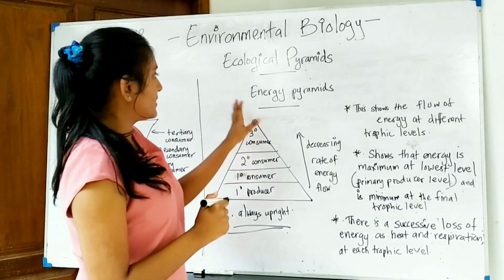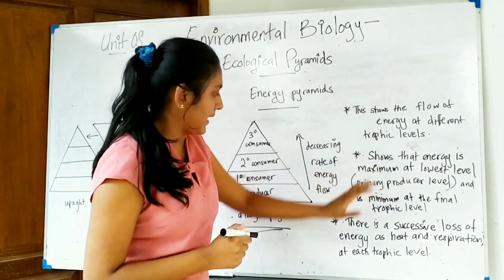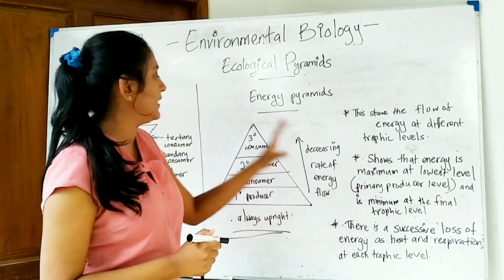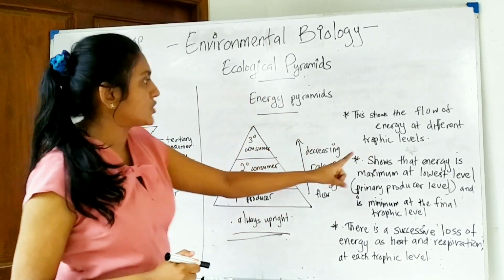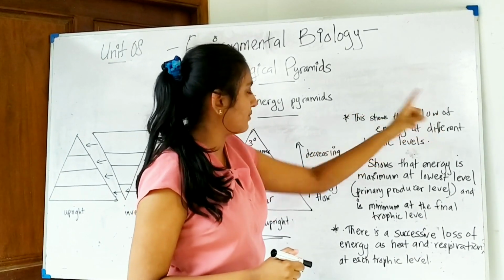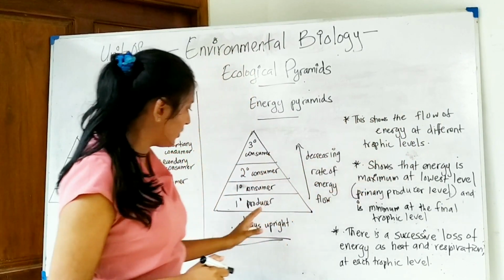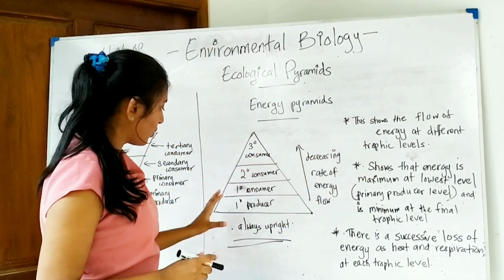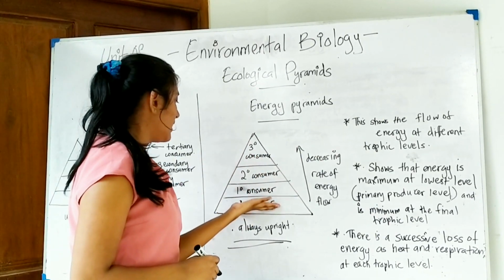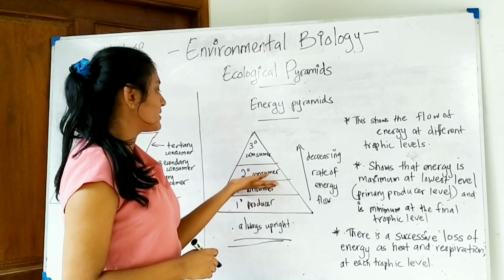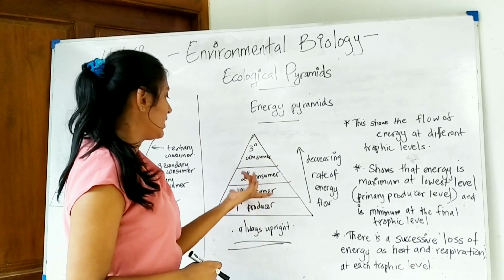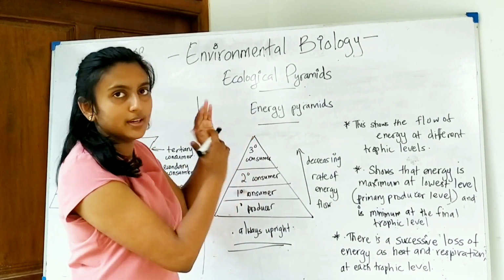Now, when we consider energy pyramids, there are 3 factors clearly depicted from an energy pyramid. First one is, it shows the flow of energy at different trophic levels. It says that the first level has a higher flow of energy than the second level. Likewise, it shows the flow of energy at different trophic levels: higher energy, relatively lower energy.